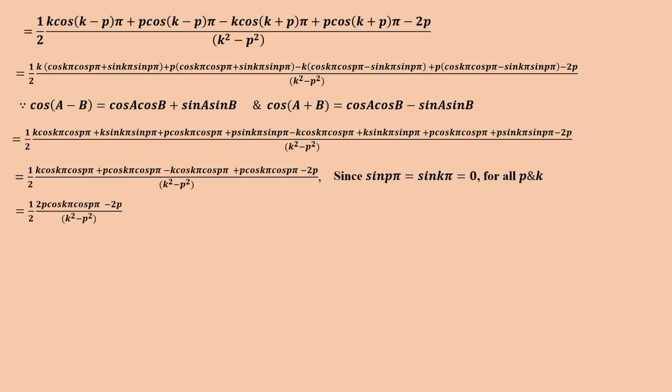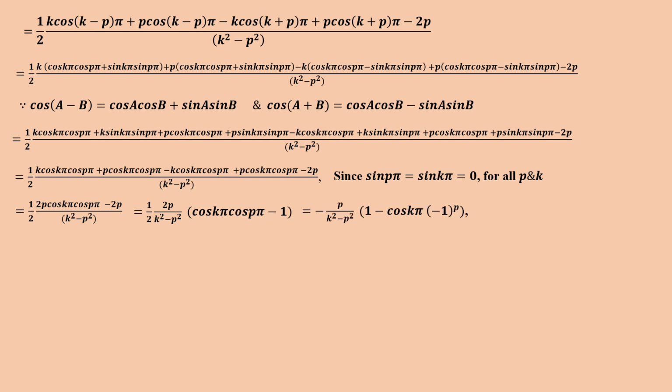So that is equal to 1 by 2 times p cos k pi cos p pi, because k cos k pi cos p pi minus k cos k pi cos p pi get cancelled. So the remaining term is 1 by 2 into 2p cos k pi cos p pi minus 2p by k square minus p square. 2 is common, take it outside. Numerator 2, denominator 2 get cancelled, right? Cos k pi minus cos p pi minus 1 by k square minus p square.